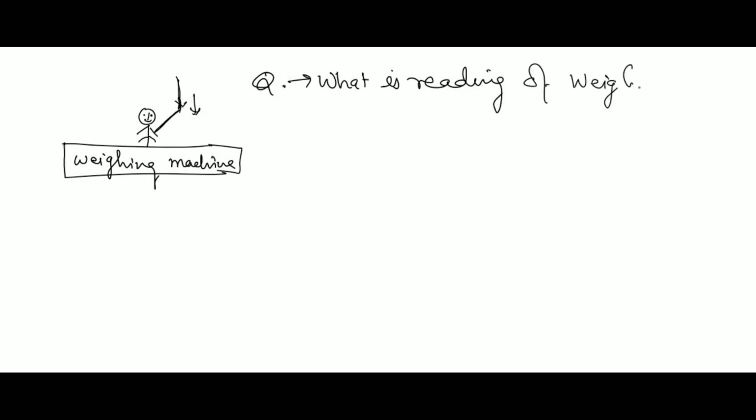So there is a weighing machine and there is one person standing on it. My drawing is very bad, and there is some string, and the person is pulling that string downwards. He is pulling something downward. So the question asked is, what is the reading of the weighing machine?